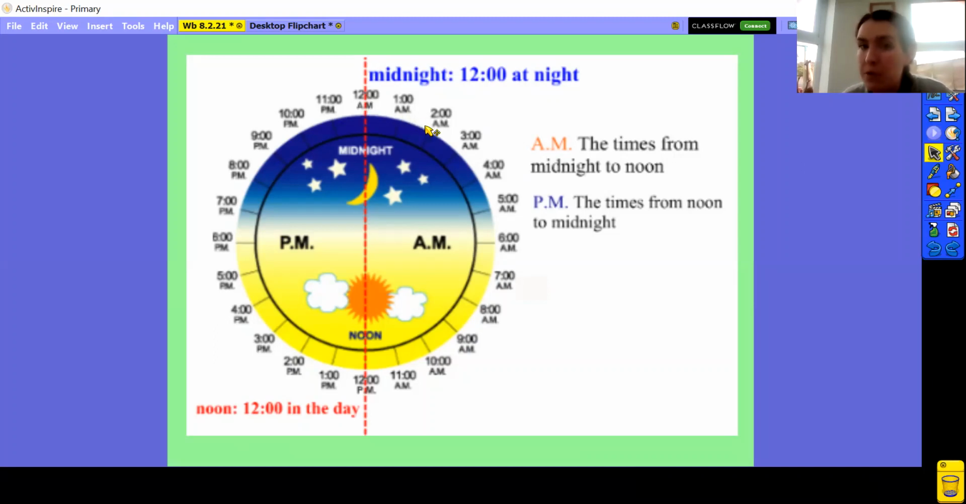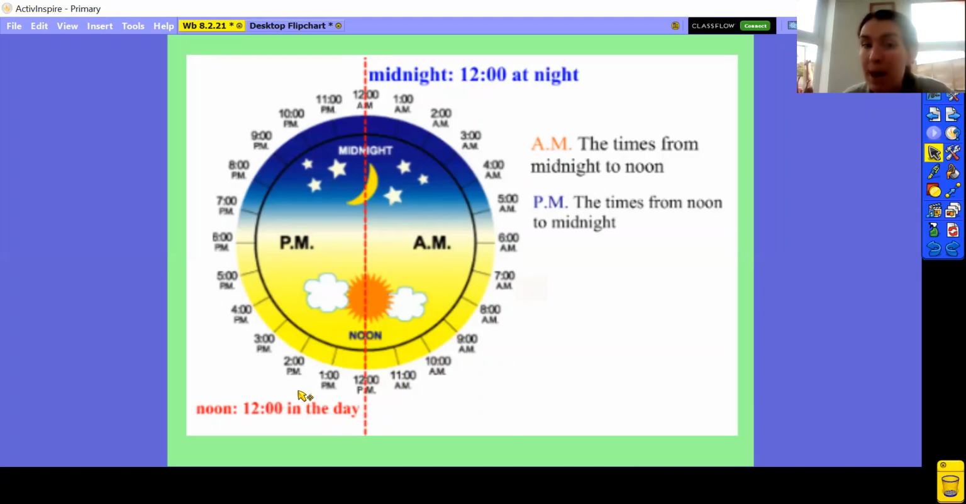We've got 1 a.m., 2 a.m., 3 a.m., 4 a.m., 5 a.m., 6 a.m., where you might be starting to think about waking up, 7 a.m., 8 a.m., 9 a.m., 10 a.m., 11 a.m., and then 12. But you'll see that 12 jumps to p.m. So the a.m. times are the times from midnight, so 12 a.m., all the way to noon. So they are the a.m. times. And then the p.m.